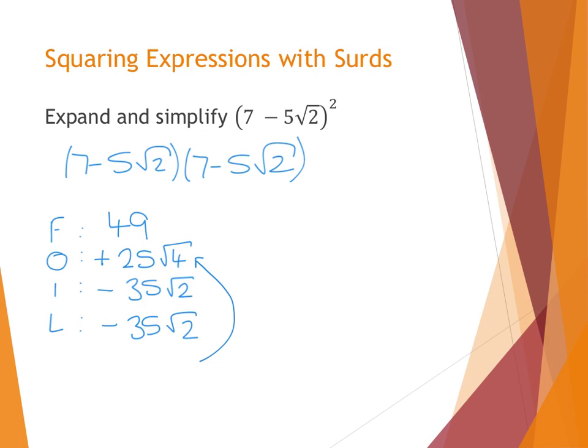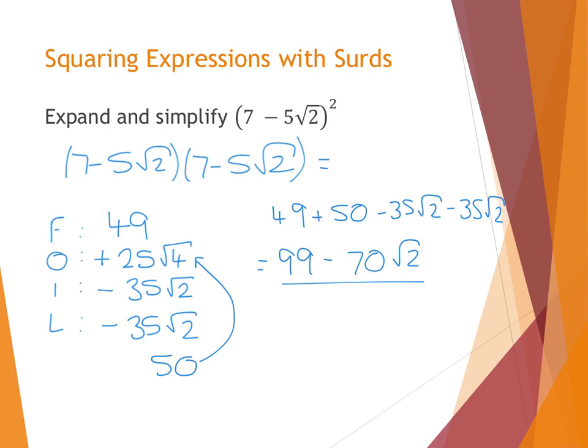So root 4 we know to be 2, so that's actually just 25 times 2, which is 50. So adding it all together, we've got 49 plus 50 minus 35 root 2 minus 35 root 2. Overall giving us 99 minus 70 root 2. Part B on your mock asked you to say whether it was rational or irrational. In this case, it's got a surd in it, so therefore that makes it irrational overall.